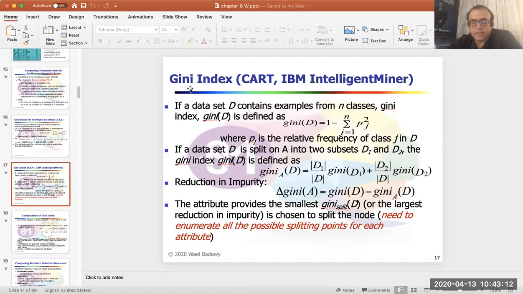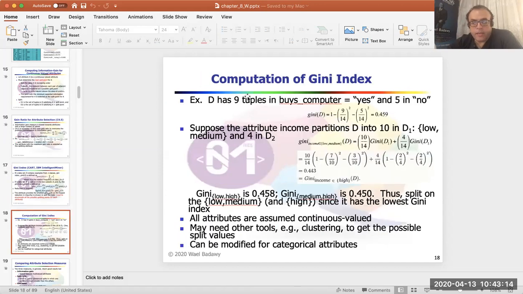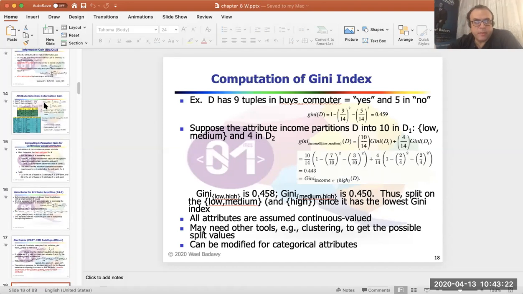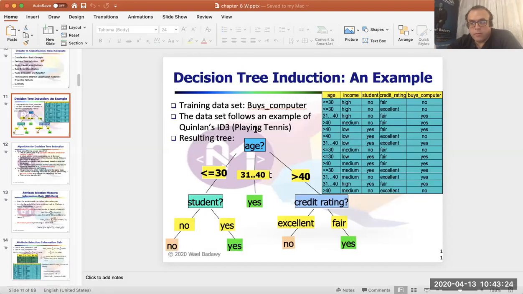So Gini is another index, and if I want to compute the Gini, I'll say D has 9 tuples in buys_computer. I'm using the same example I used here, which is the computer buyer example.